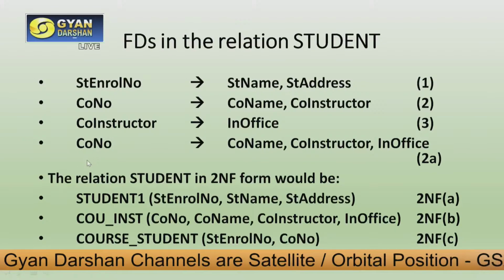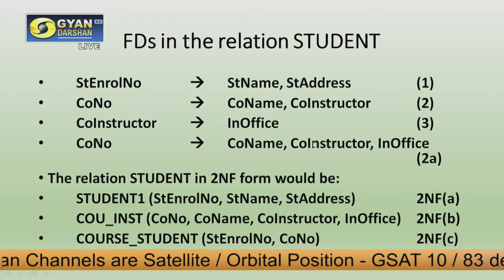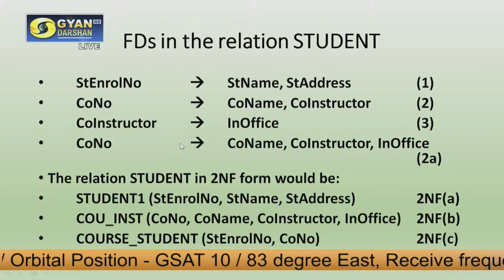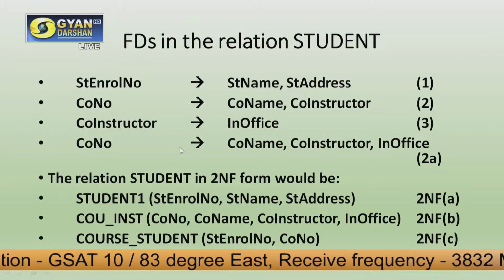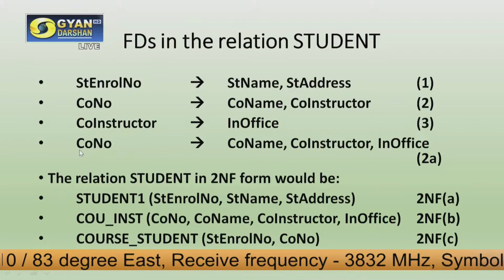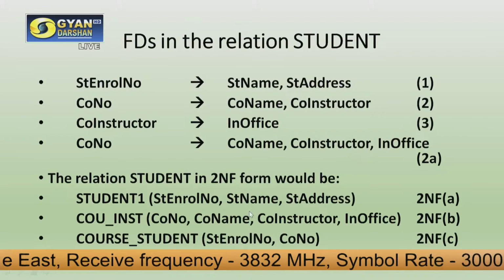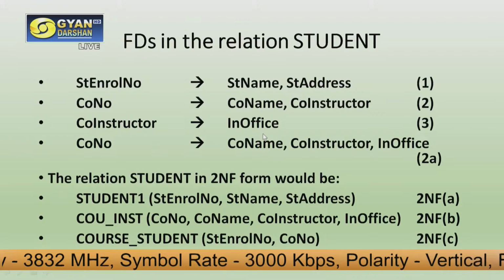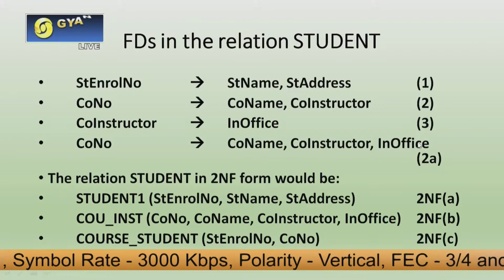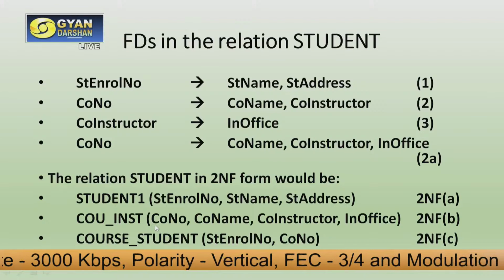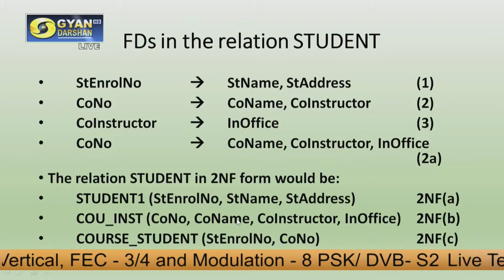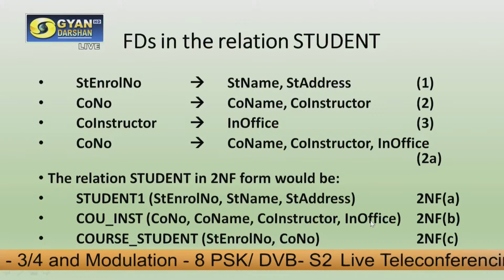Then the second dependency in this particular case is 2A. So we will take 2A because 2NF is slightly less restrictive. Okay, so we take 2A, and with the help of 2A, what we have? Course number, course name, course instructor and office. So they form this particular second relation: course number, course name, course instructor and office.